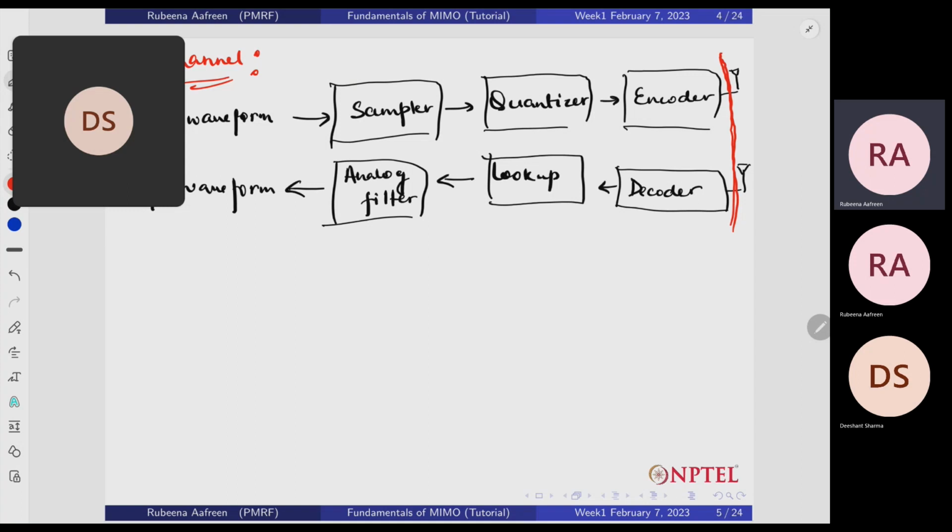Suppose the encoded version of the signal is transmitted, and then it comes to the receiver and gets decoded. So what will be the type here? Binary signal is transmitted and binary signal is received. So this type of interface will be a binary type channel.